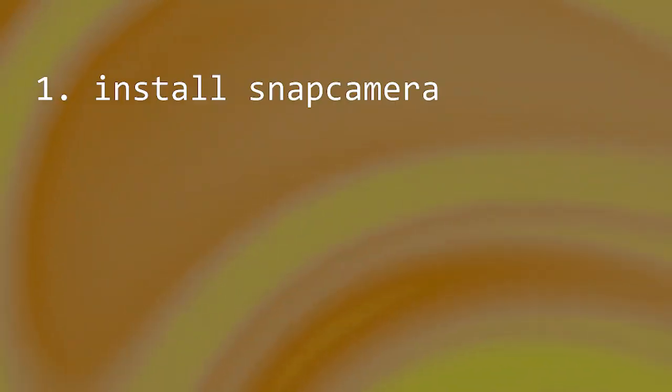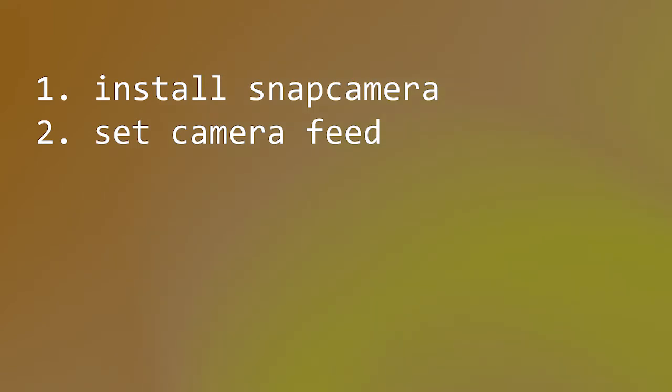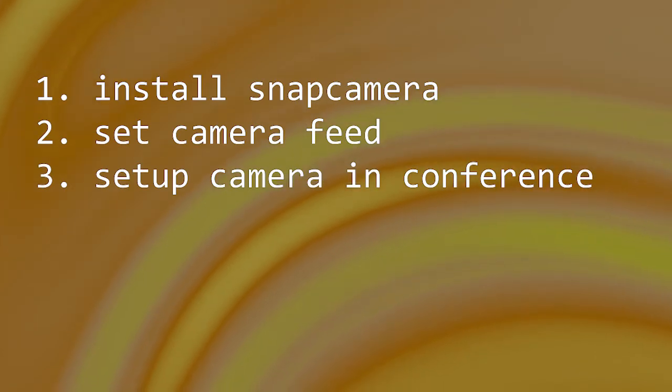The first thing we're going to want to do is install Snap Camera onto our computer. Make sure that our camera is feeding into Snap Camera, and then we want to make sure that Snap Camera is showing up as an option for our chosen video communication software.